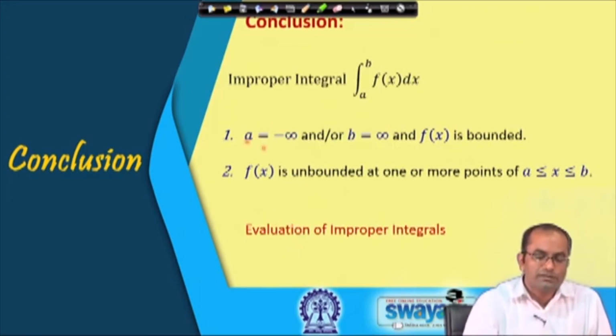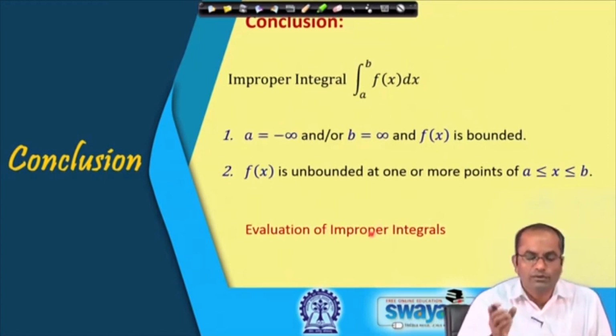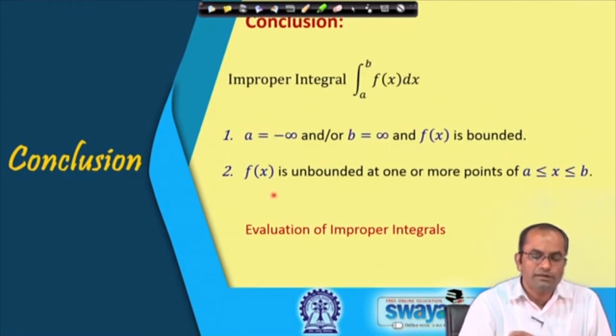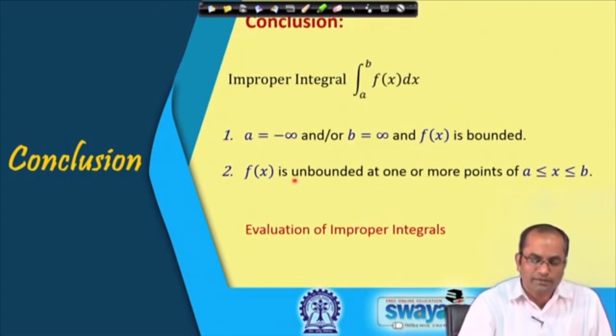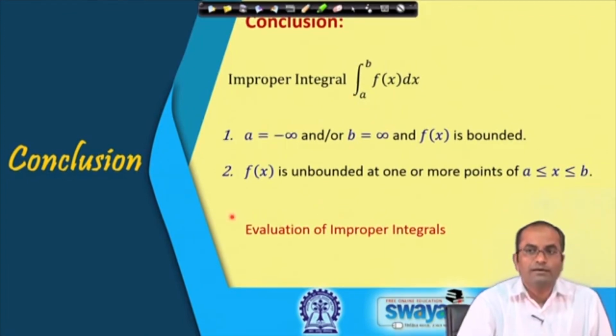If it is of the first kind, then this infinity, whether it is in the lower limit or the upper one, we will replace by a finite number r, evaluate the integral, and later take the limit as r tends to infinity. In the second case, at the point where the function is unbounded, we have to avoid it by introducing a small number epsilon, which later will go to 0 in the limiting scenario. So, we can evaluate those integrals, but in the next lecture we will see how to find, without evaluating, whether the integral converges or diverges.